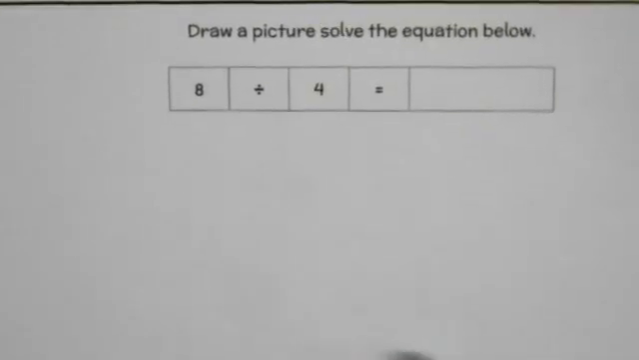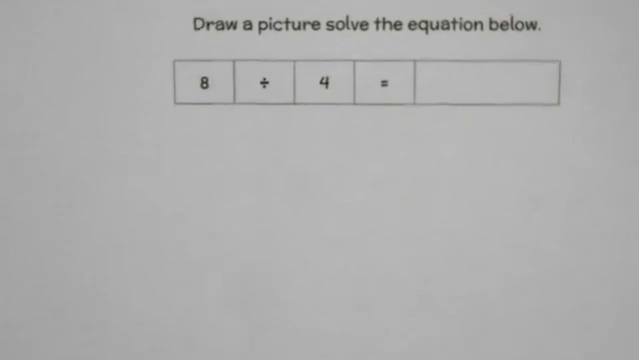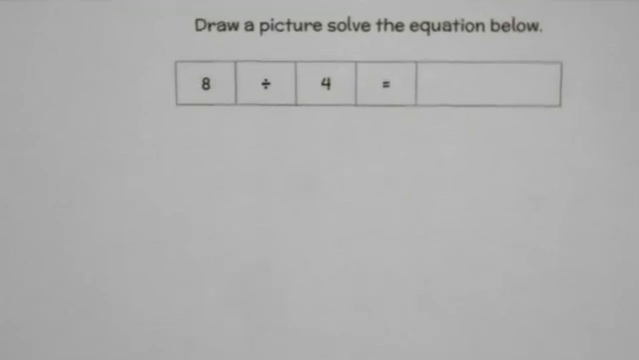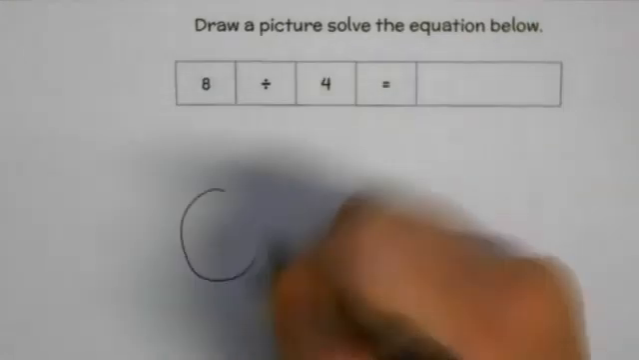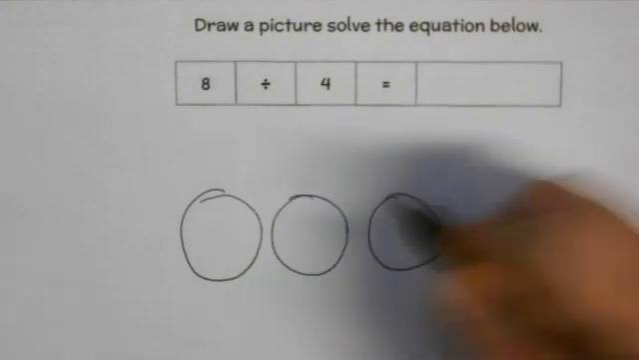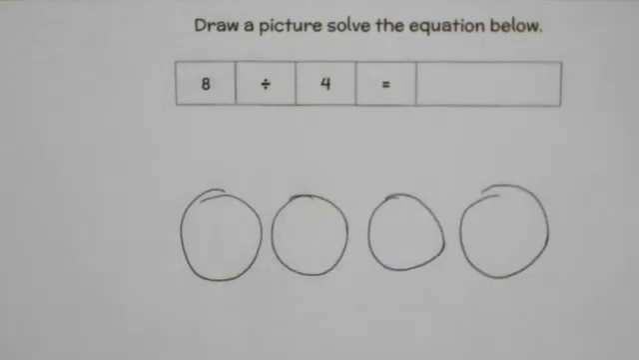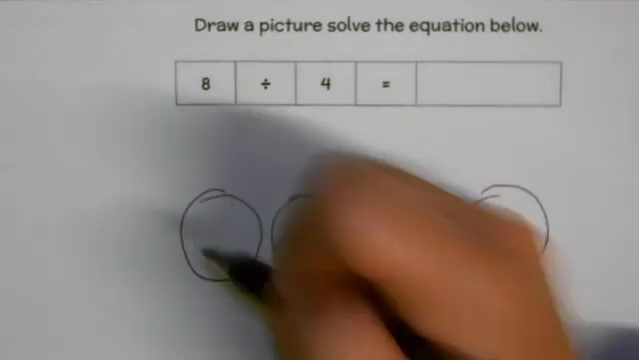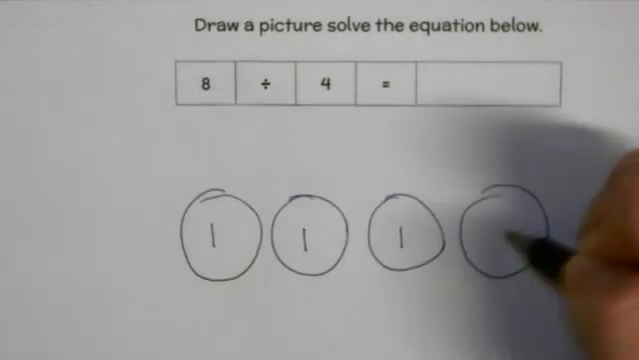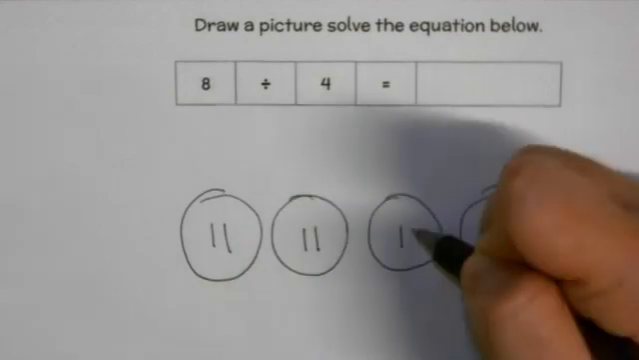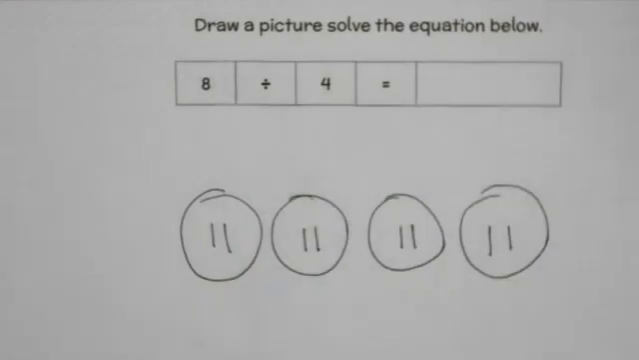One more problem together. Draw a picture to solve the equation below. 8 divided by 4. Okay. All right, so let's think. I have 4 groups. 1, 2, 3, 4. And I have to share 8 items. 1, 2, 3, 4, 5, 6, 7, 8. So if I have 8 items and I share them between 4 groups, I get 2 in each group.